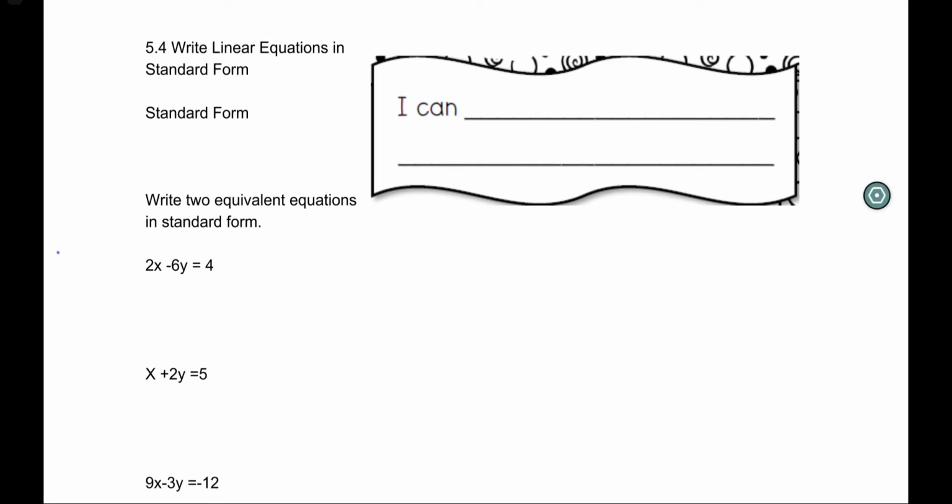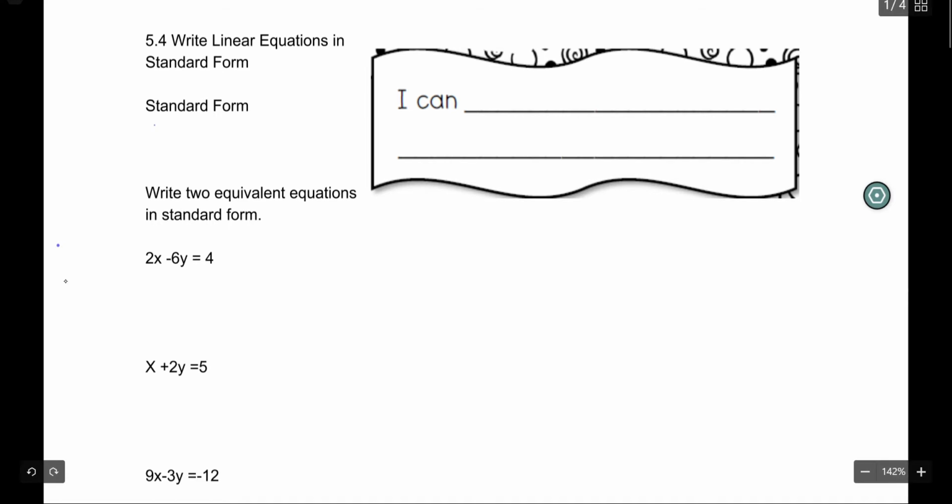We talked a little bit about standard form last chapter. We just briefly introduced it. This is the chapter, though, that we're actually going to use it more. So standard form is ax plus by is equal to c, where a, b, and c all have to be whole numbers. They can't be fractions. We also know they are non-zero numbers.